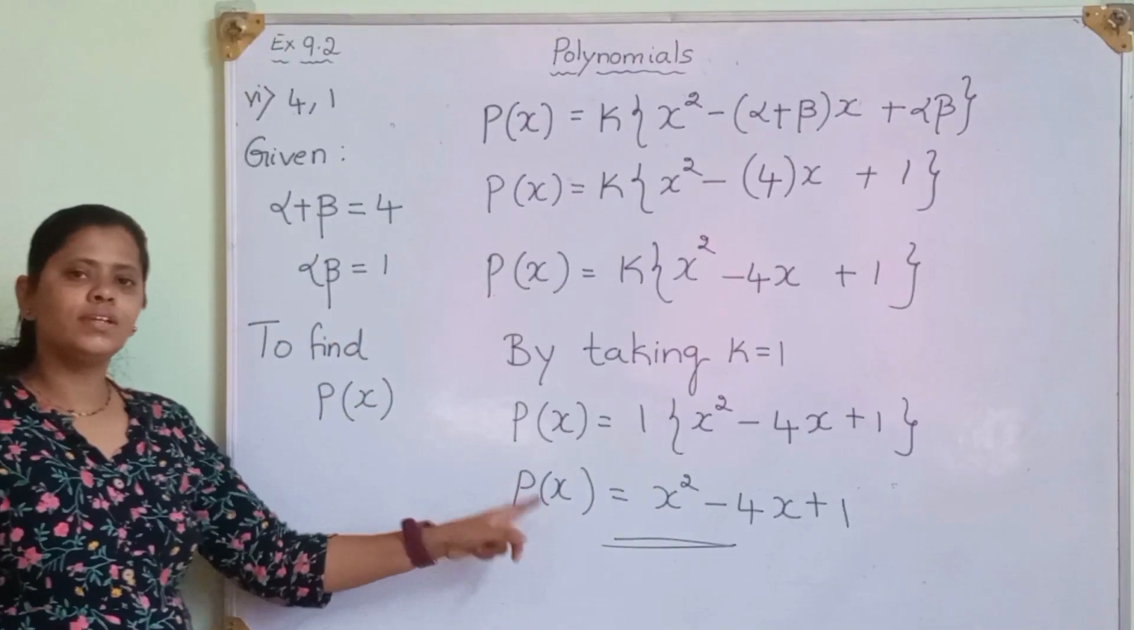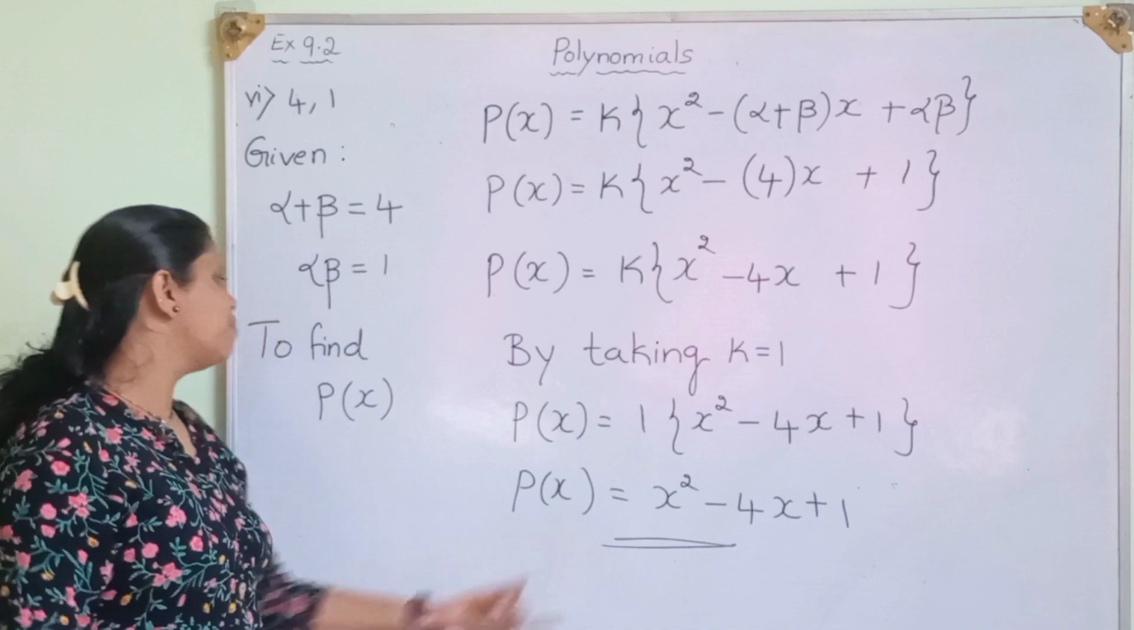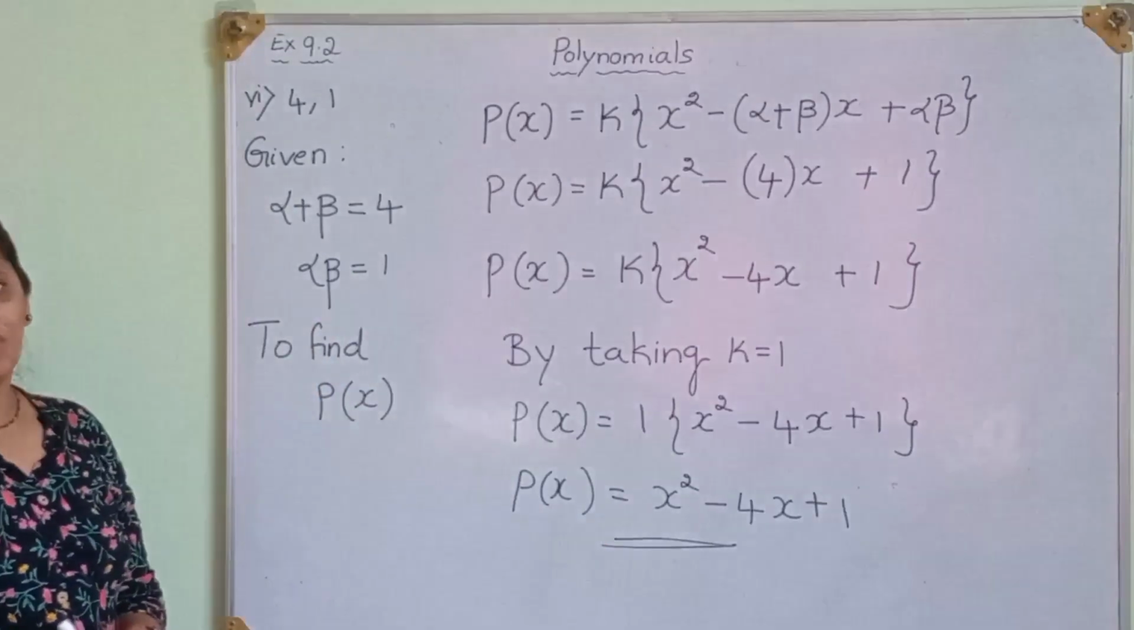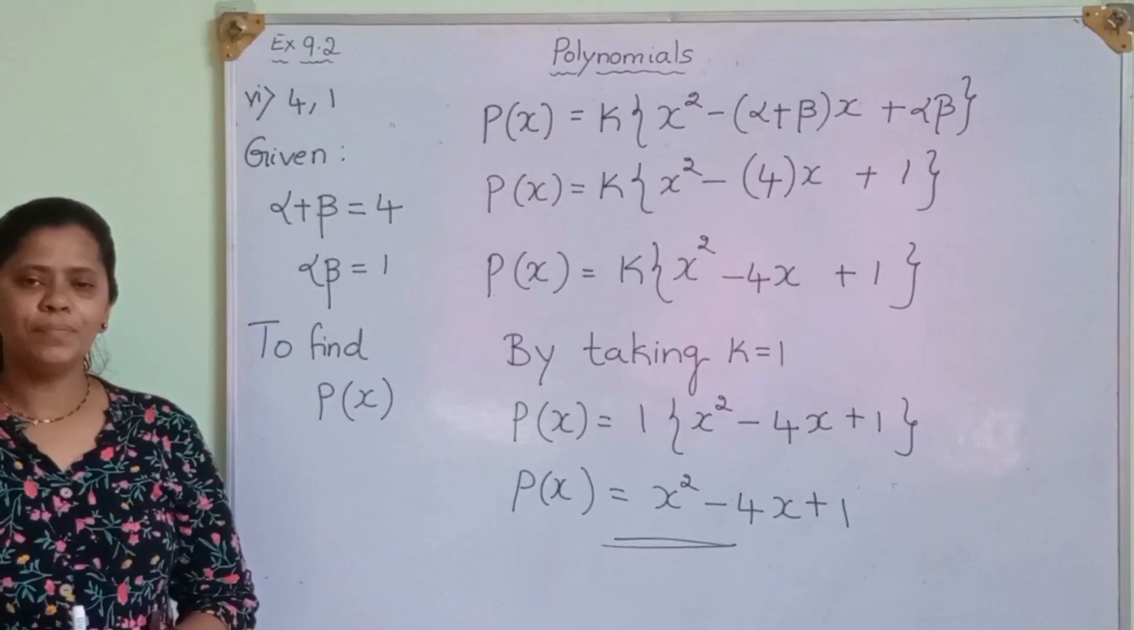This is what they have told us to find, and we have found this by using the zeros of the polynomial. Right? Hope you have understood.